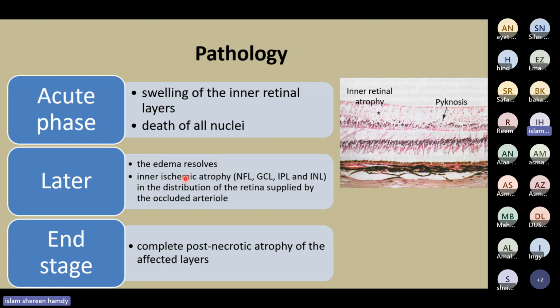Later on, the edema will resolve and there is an atrophy of the different layers of the retina supplied by the occluded arteriole, and then at the end stage we have the complete atrophy of the retina. Okay.